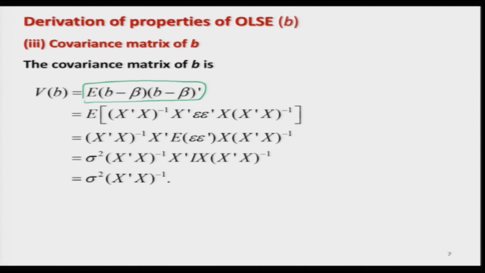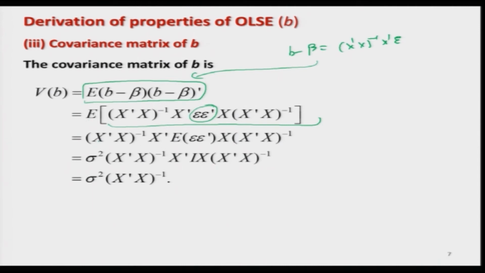You have already obtained b minus beta as (x transpose x) whole inverse x transpose epsilon. So, you simply have to substitute these values over here. This will come out like this, with epsilon epsilon transpose in the middle part. Now, I can take this expectation sign inside the bracket.